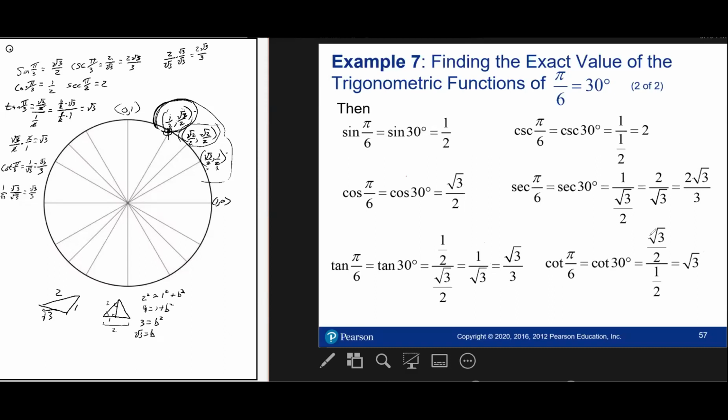Or cotangent is x over y. And because of the way fractions work, the two denominators are the same, so those go to 1. And so you just have the square root of 3 over 1, which is square root of 3.